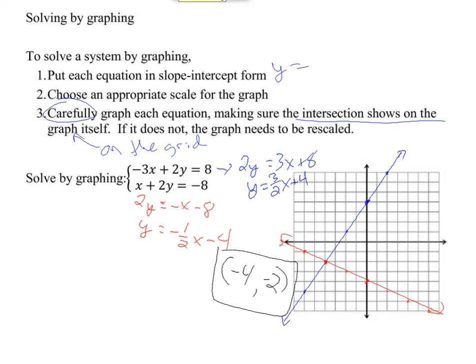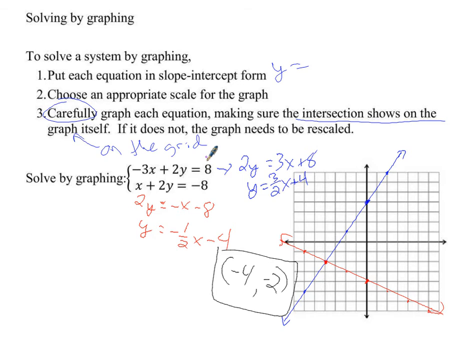So just to prove to you that what I'm doing is actually giving me the solution to both of these equations, we're going to take negative 4, negative 2, and plug it in. So I plug negative 4 in for x here, and I get positive 12. I plug negative 2 in here, and I get negative 4. Positive 12 plus negative 4 does give me 8. So that ordered pair is the solution for that equation.